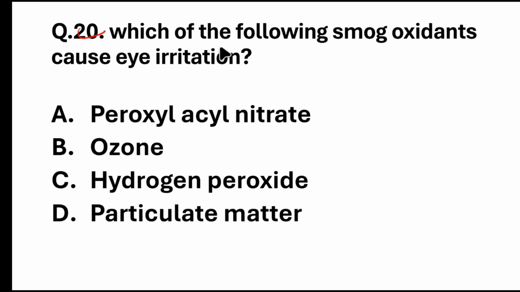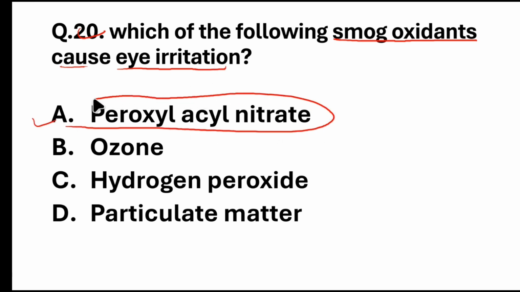Question number 20. Which of the following smog oxidants cause eye irritation? Answer option A. Peroxyacetyl nitrate causes eye irritation. Hydrogen peroxide is not produced from smog, so it is not the answer. Ozone does not cause eye irritation, so that is not the answer. Only peroxyacetyl nitrate causes eye irritation among the given options. So the correct answer is option A.